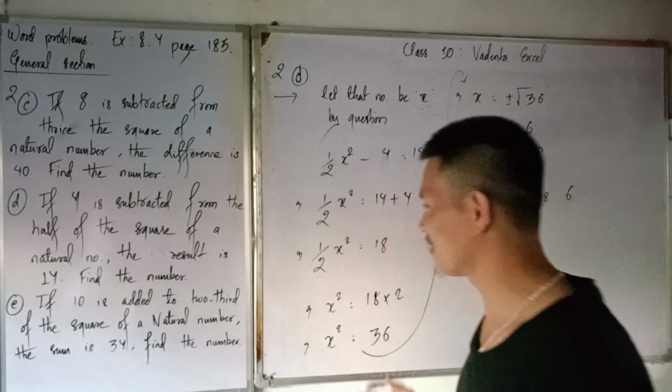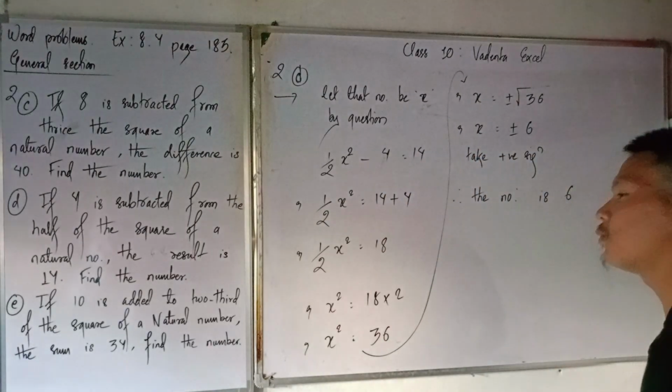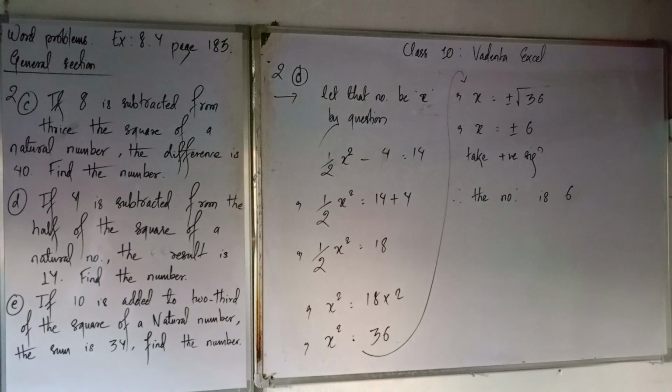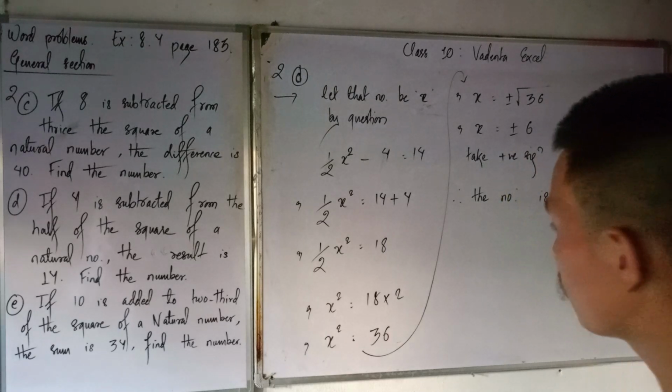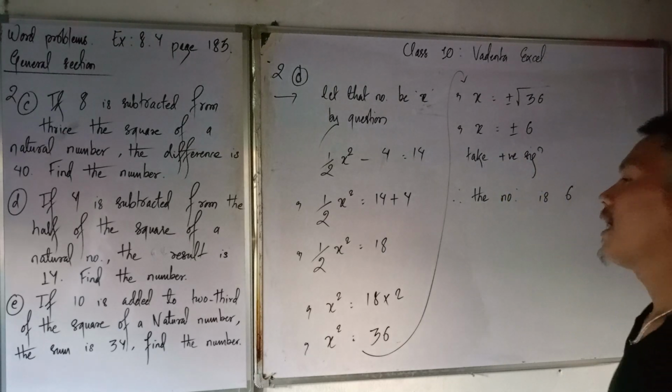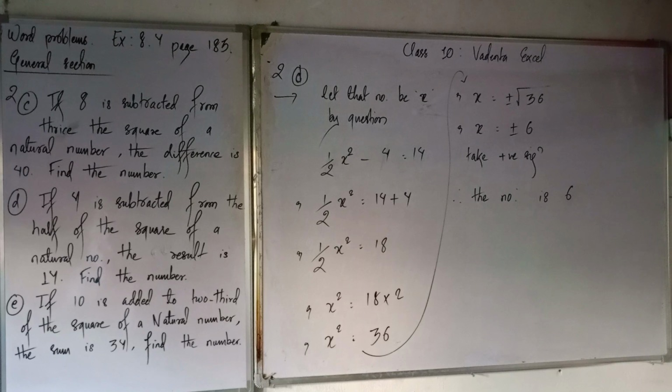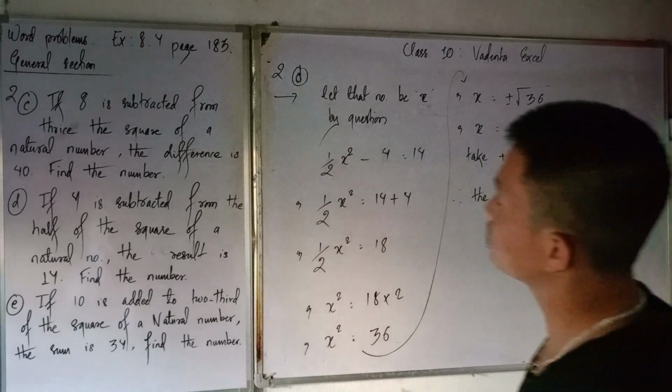Okay, now let's move on to number E. If 10 is added to 2/3 of the square of a natural number. If you have finished doing this, fine; if you haven't finished, just take a screenshot. Now let's move on to number E.